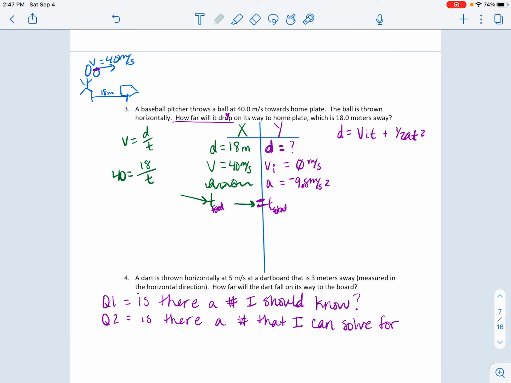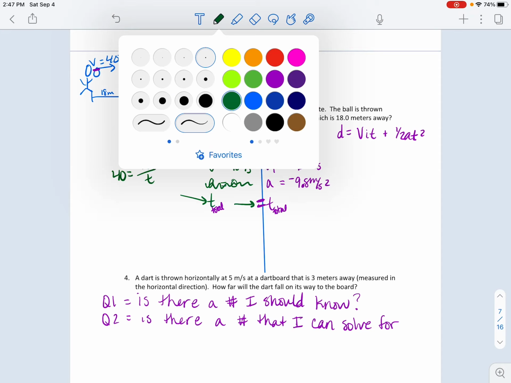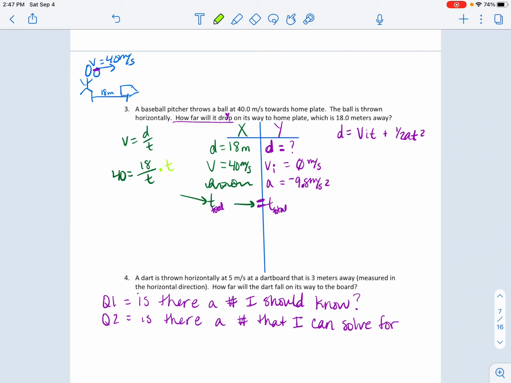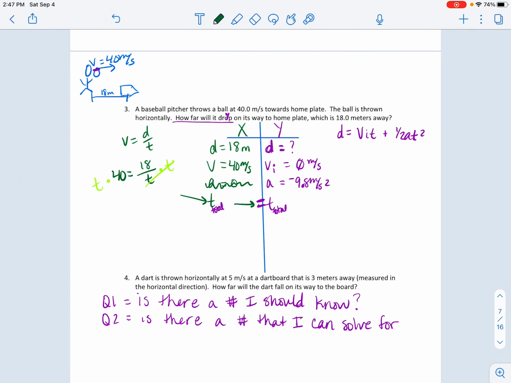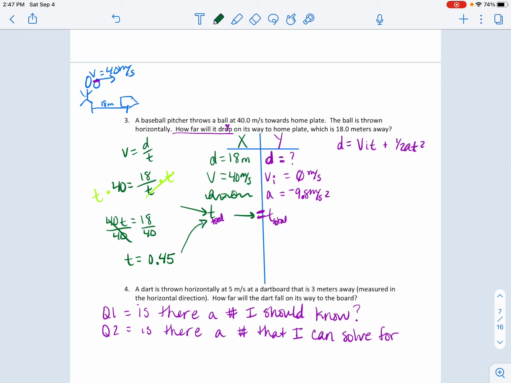All right, I want to take a moment and I want to review how we solve for T. We still have some students that are struggling with this. So whenever your unknown is in the denominator, remember we're going to multiply both sides by that value so that it gets my unknown as a whole number instead of a fraction. So I have 40 times T equals 18. And then now I divide both sides by 40. And so that is going to give me T equals 0.45 seconds. It came out to a perfect 45 in this case. So that number becomes my time here. So then this becomes my time here.